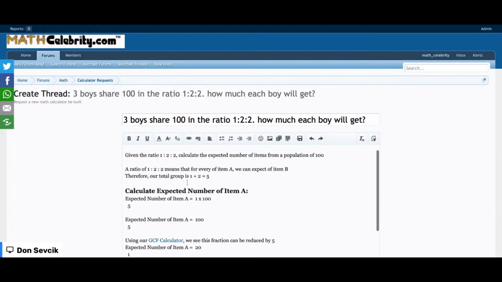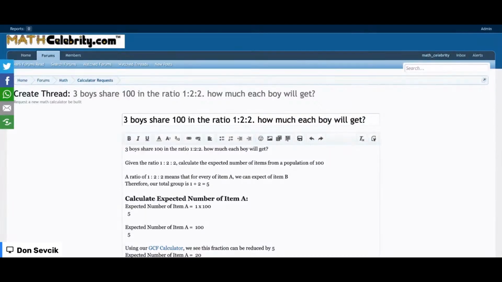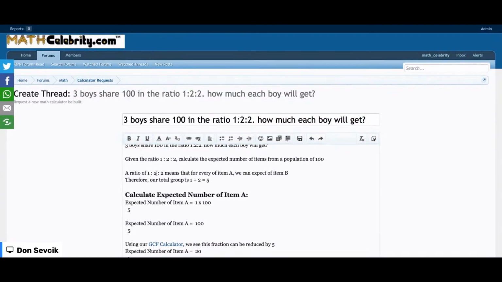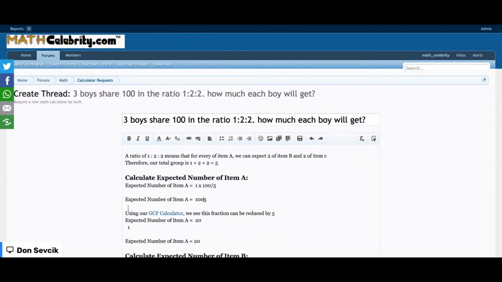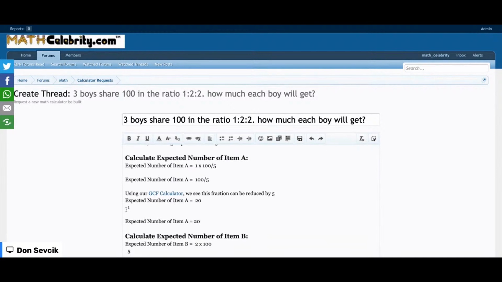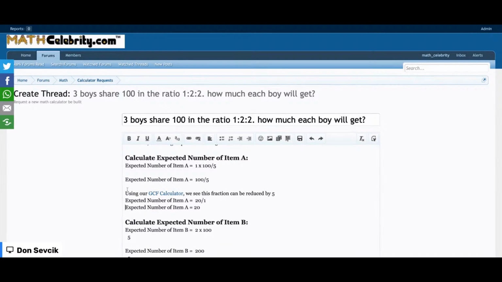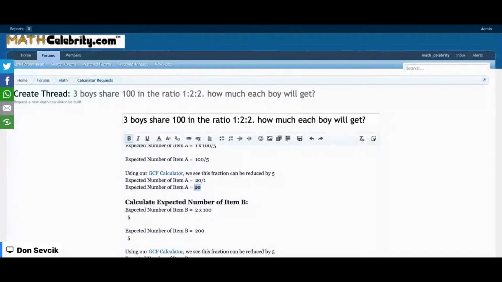All right. Given the ratio 1 to 2 to 2, calculate the expected number of items from a population of 100. So ratio of 1 to 2 to 2 means that for every item A, we can expect 2 of item B and 2 of item C. Therefore, our total group is 1 plus 2 plus 2 equals 5. Expected number of item A equals 1 times 100 over 5. We can simplify this to 20 over 1, which is just 20. That is our first number.